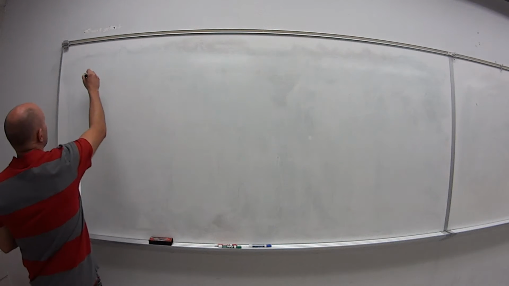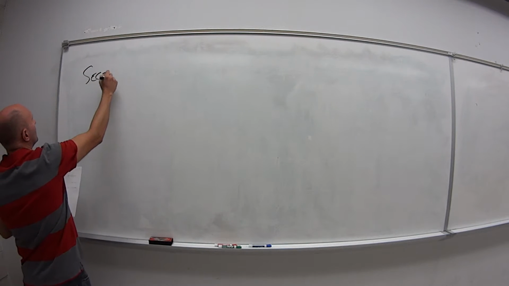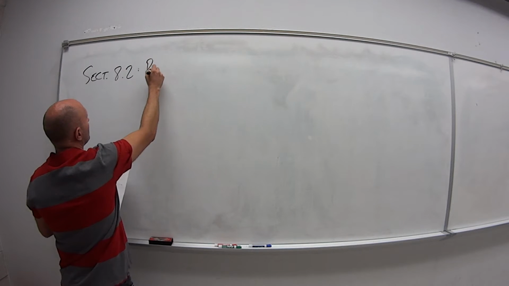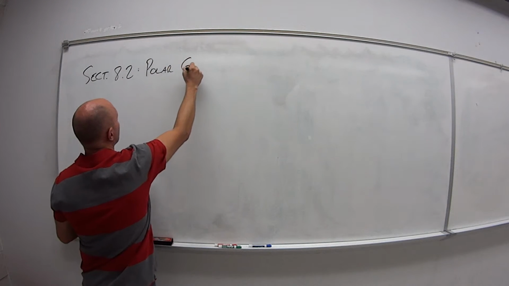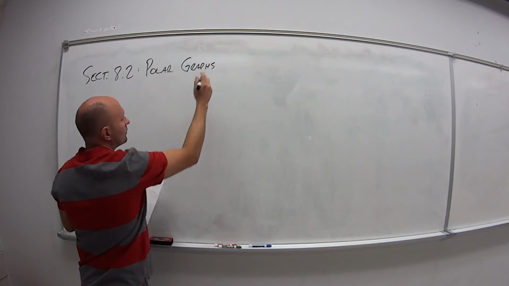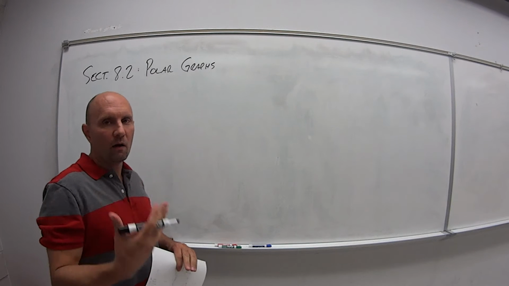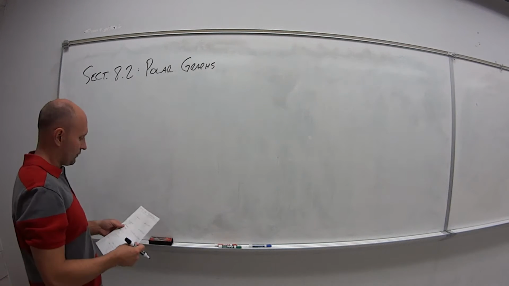In this section, we will be looking at polar graphs. So in section 8.1, we looked at the polar equations, what the r's, what the thetas were referenced to.